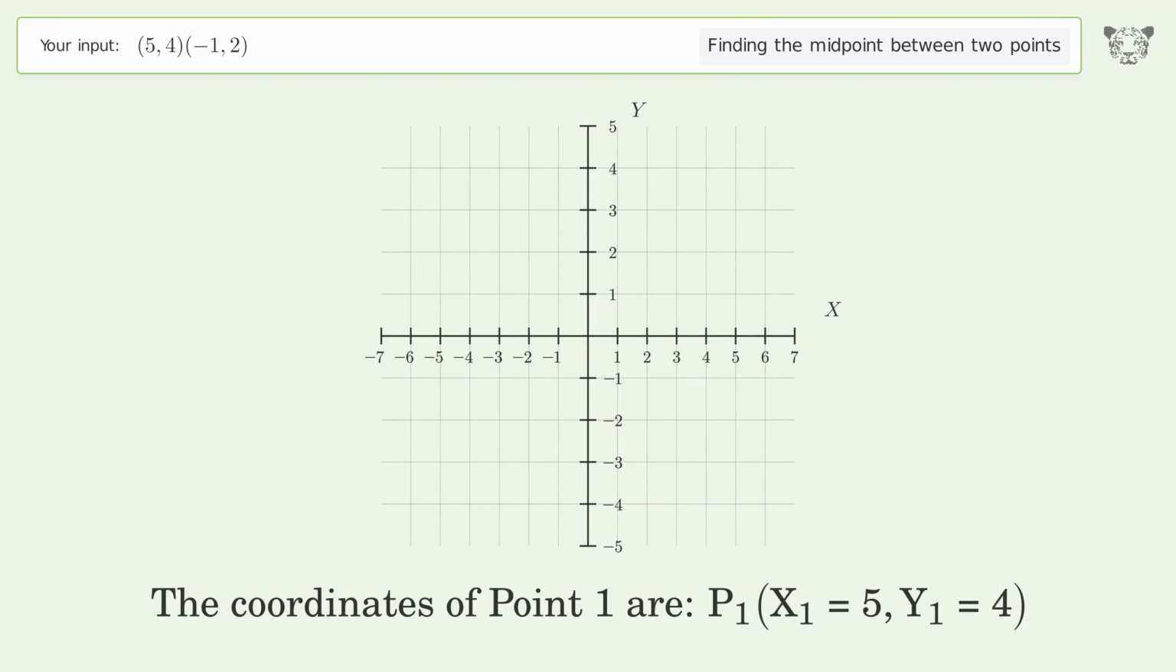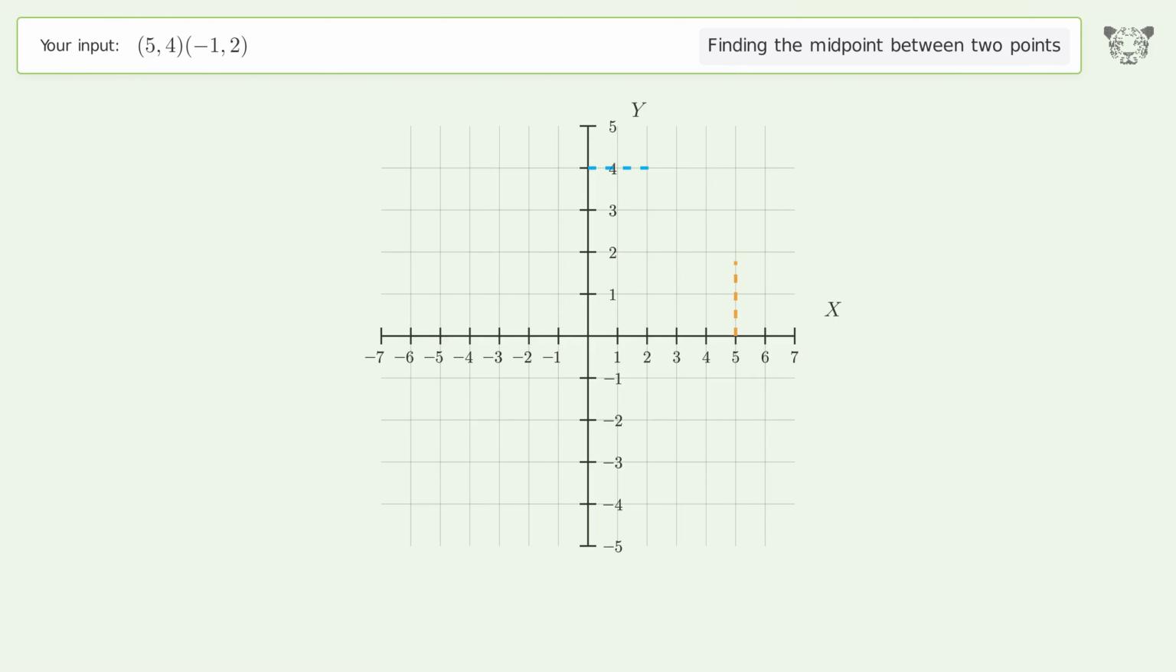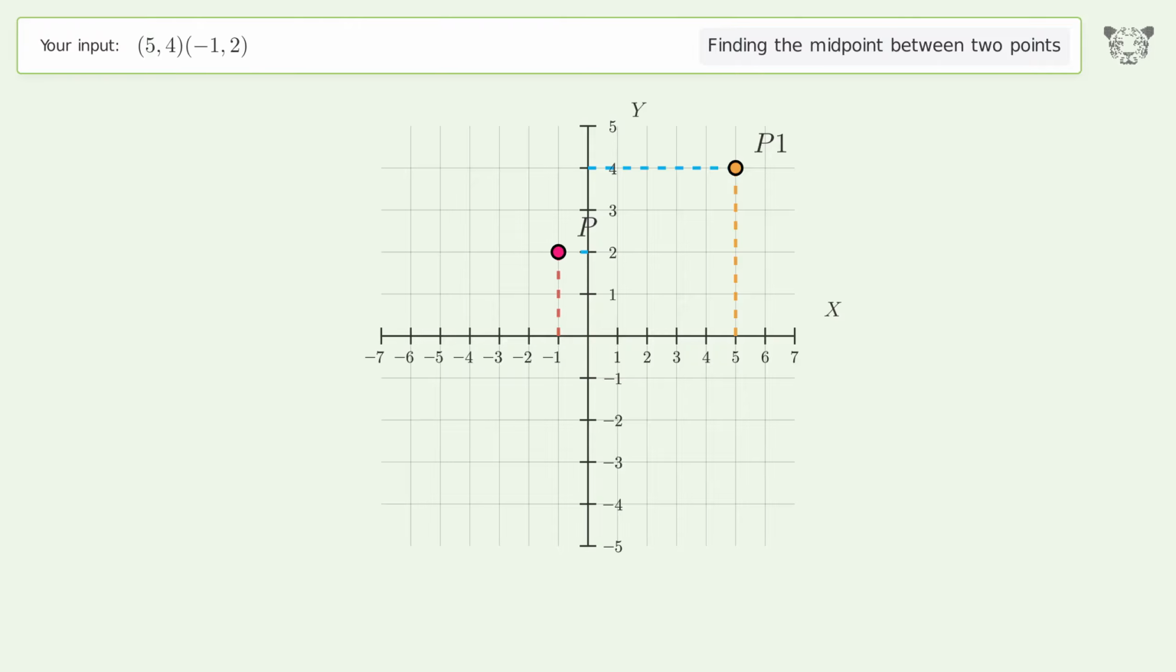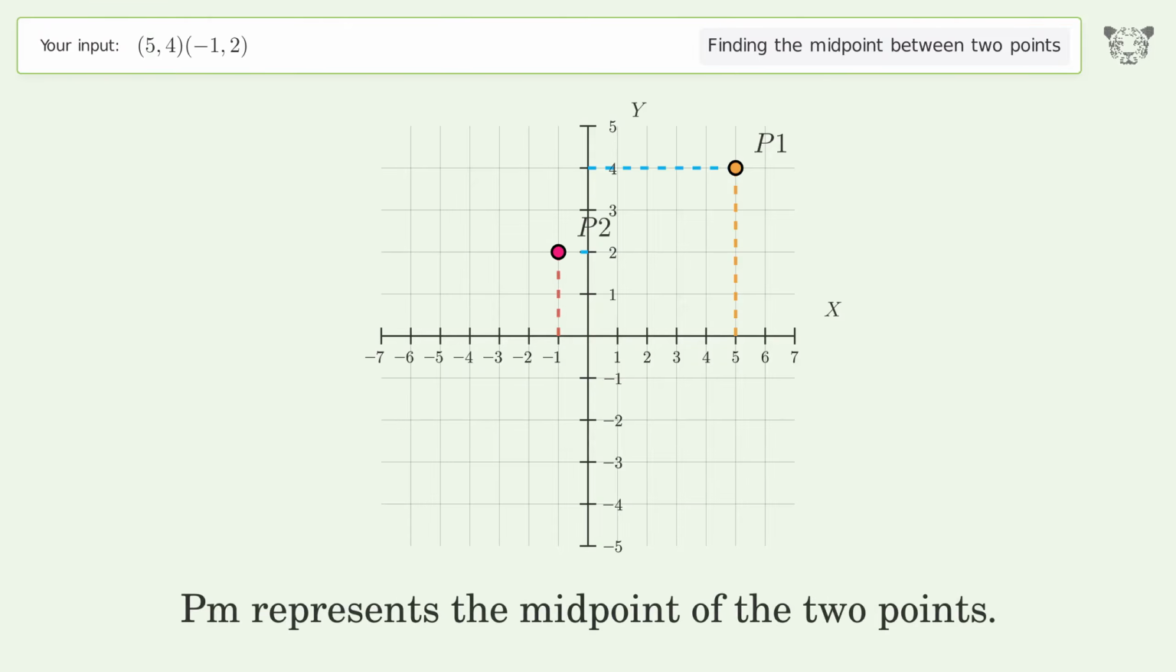The coordinates of point 1 are x1 equals 5, y1 equals 4. The coordinates of point 2 are x2 equals -1, y2 equals 2. PM represents the midpoint of the 2 points.